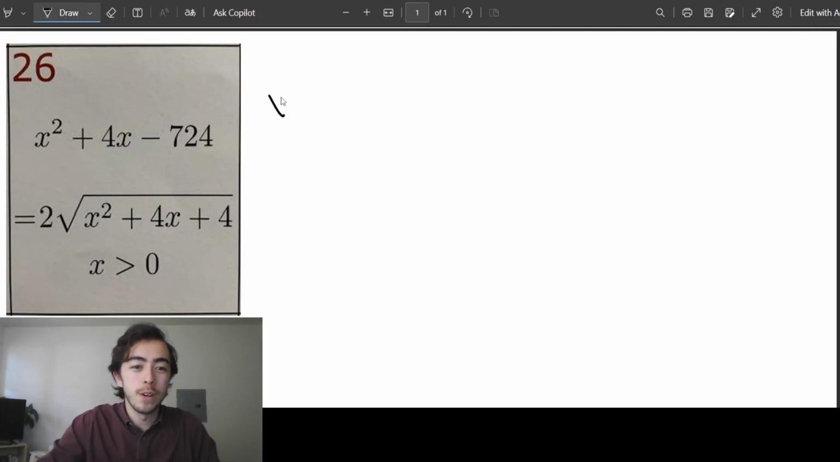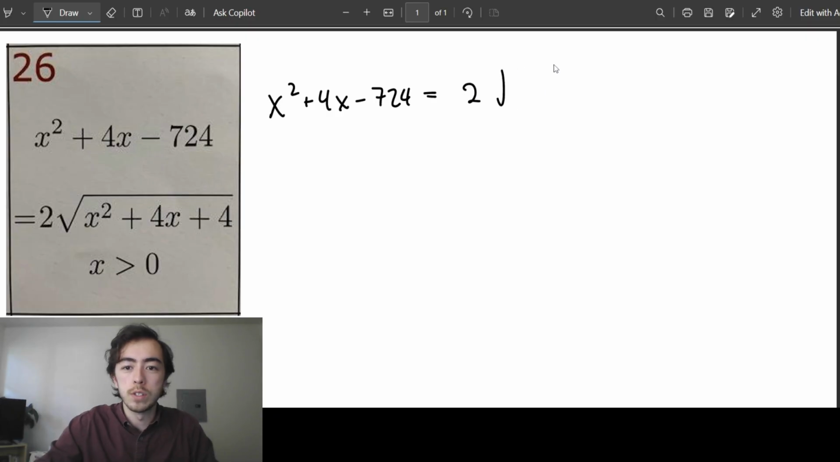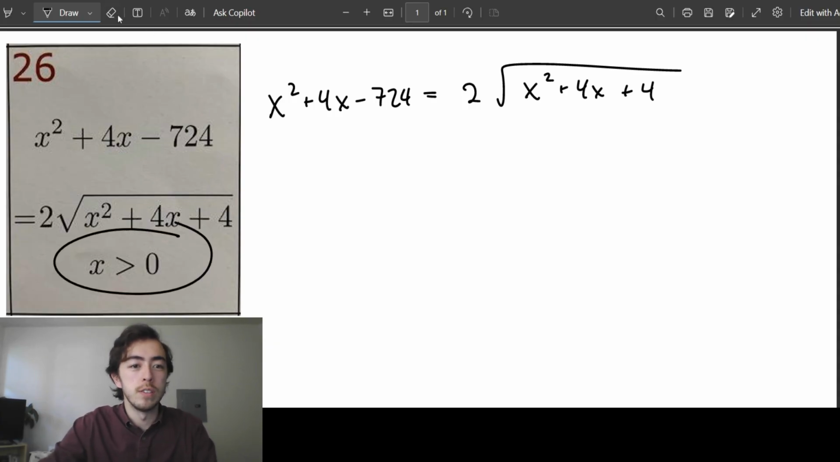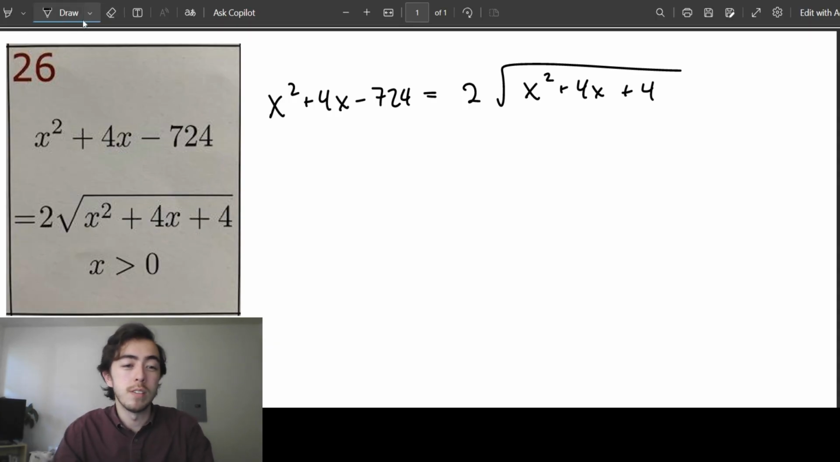Anyways, we're supposed to solve for x here, and we have what looks like a quadratic equation, although we are setting it equal to some kind of square root on the other side, so maybe this isn't as easy as a standard quadratic equation. And we have this condition that x is greater than 0, so maybe that means there's a second solution out there where x is negative.